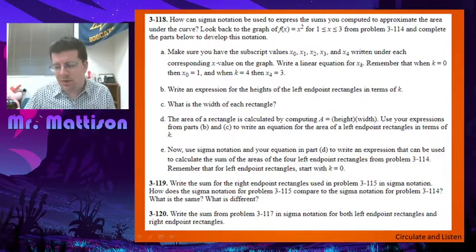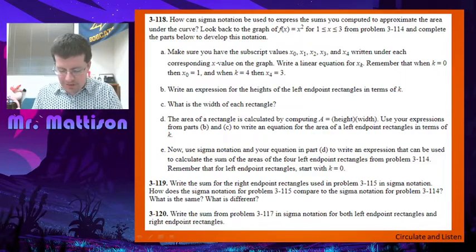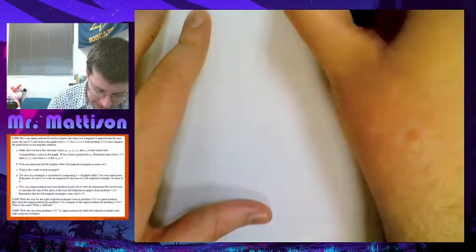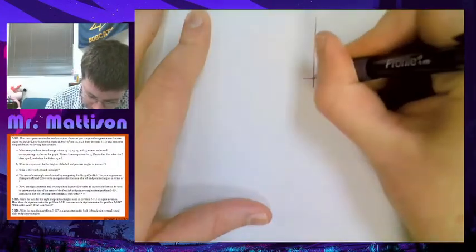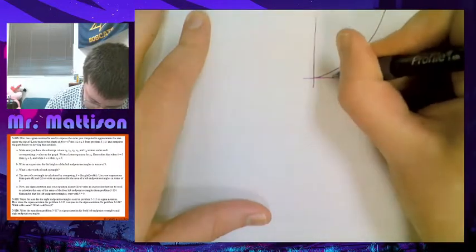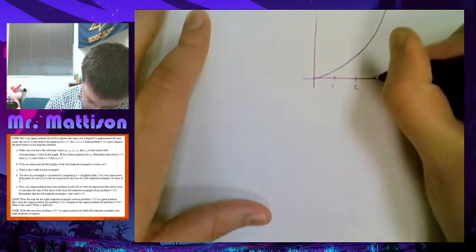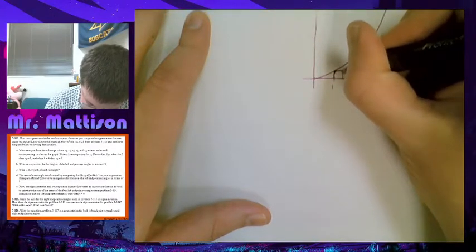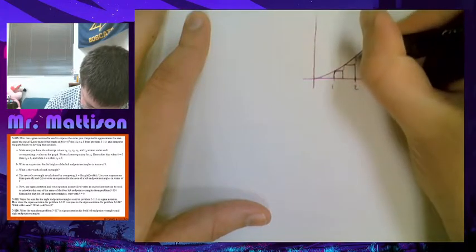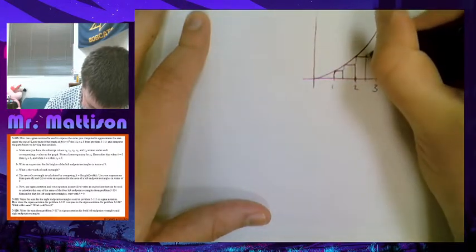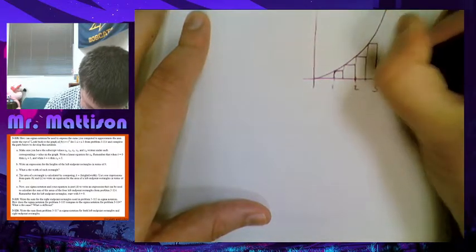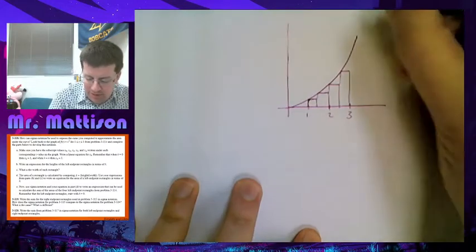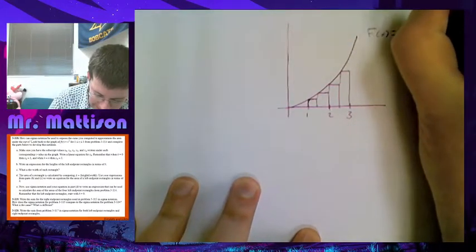So we're going to go back to problem number 114. That was the problem where, if I pull up my document camera, we had our graph, and we start at 1, 2, 3. Then we did our left endpoint rectangles to estimate the area between 1 and 3. The equation here was f of x equals x squared.